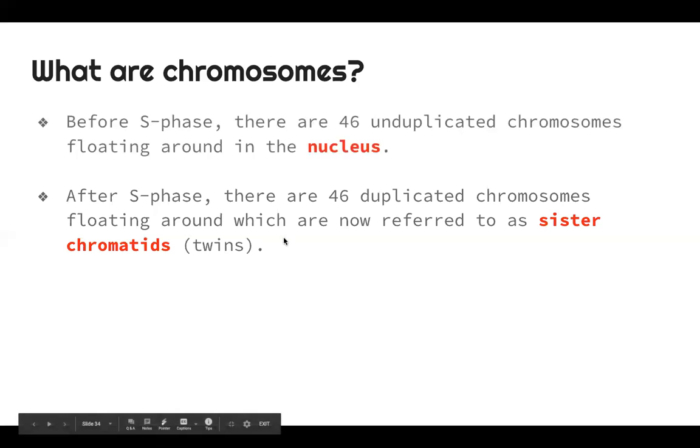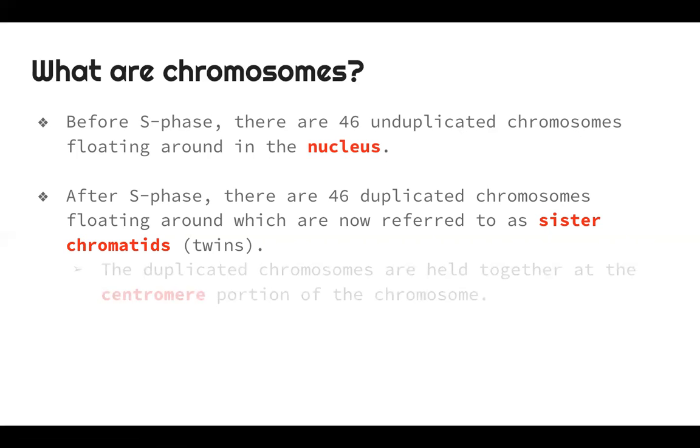So now they float around together, okay? They're with their partner, and we call them sister chromatids, and they are twins. So every chromosome now has a buddy, and that buddy is its twin. And they are held together at the center by a centromere. So this is a portion of the chromosome that attaches each of those sister chromatids.